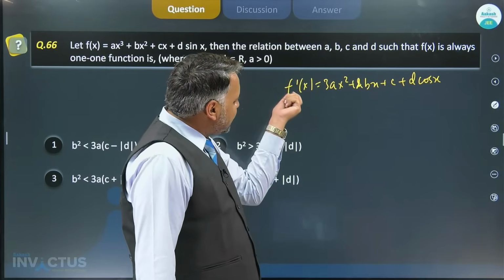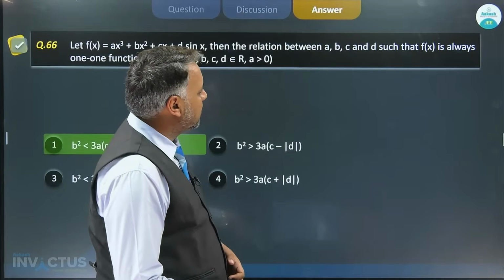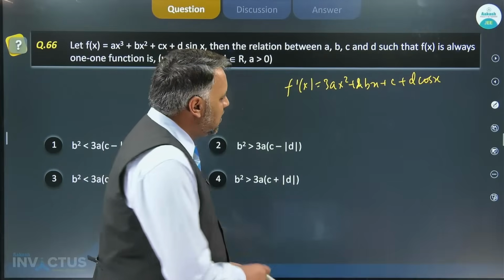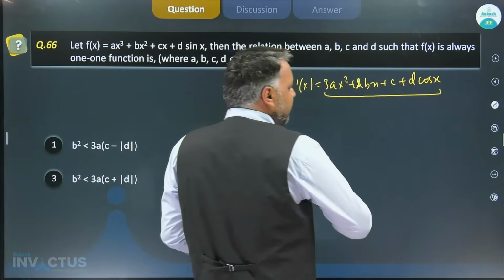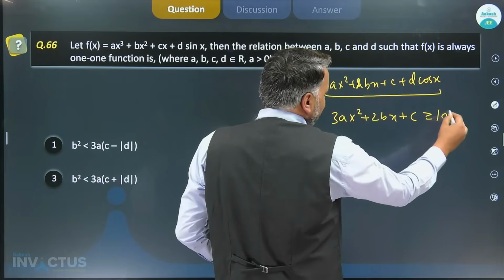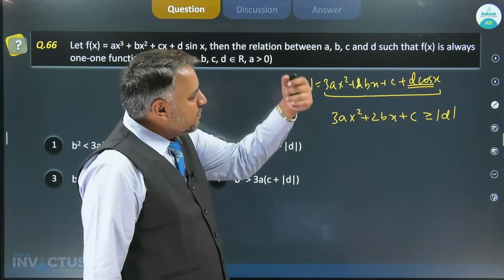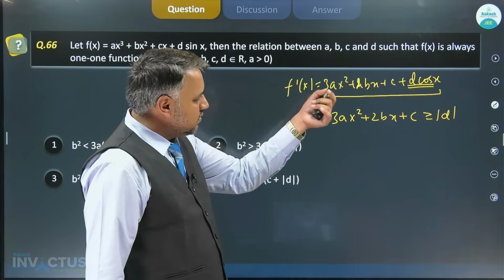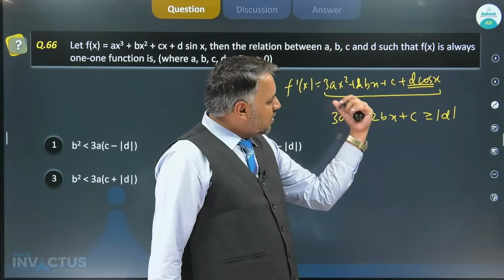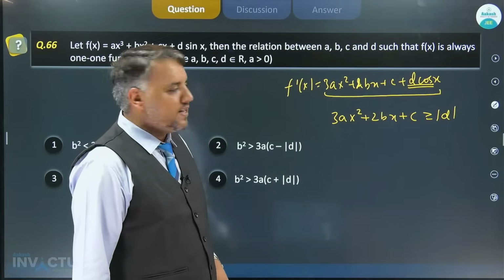So if we want that f'(x) is either always positive or always negative, then we have to say that f'(x) is always positive. It cannot be always negative. So this is always positive. That means 3ax² + 2bx + c must be greater than or equal to the absolute value of this. We make it greater than its absolute value, so that even when cos x tries to make the minimum, -1 or 1, meaning minus mod d is its minimum value, we have still made it greater than mod d. So this is always positive, we can say it.